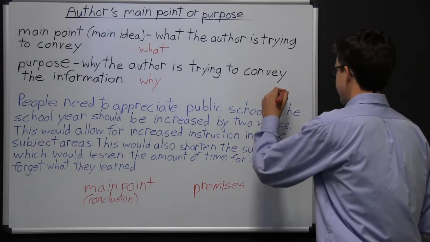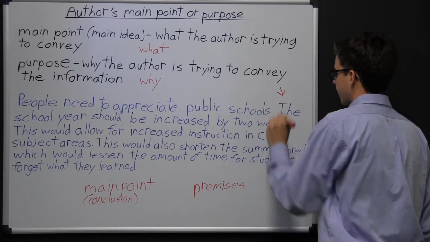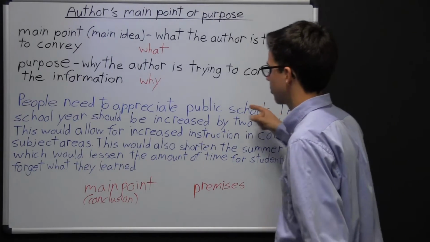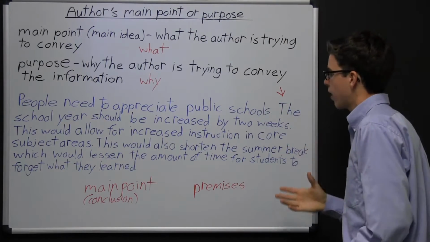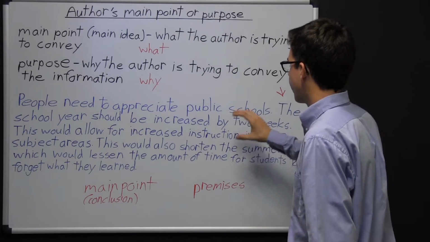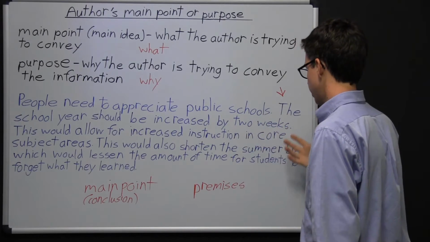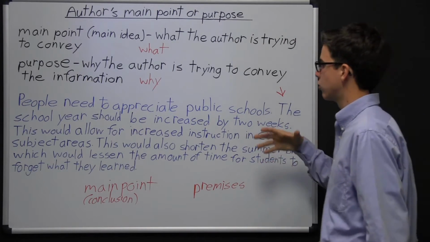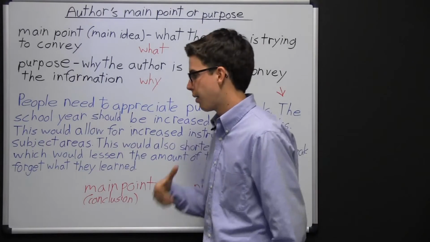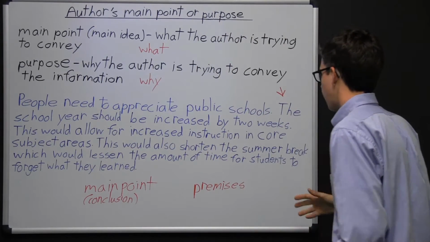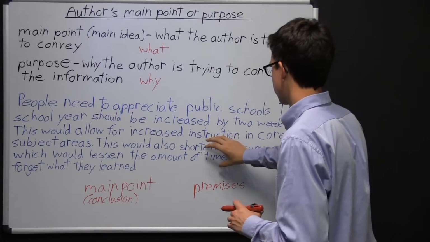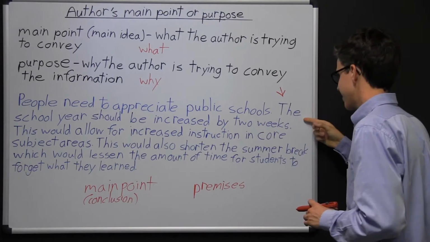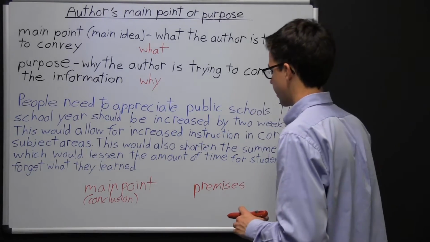So this second sentence here is the main point. This first sentence is really a distractor. Now, in kind of a roundabout way, if the school year was increased by 2 weeks, then maybe people would begin to appreciate public schools more and begin to appreciate all that they're teaching children. But that's kind of a roundabout way, and these two premises right here relate more directly to this sentence here than they do this first sentence.